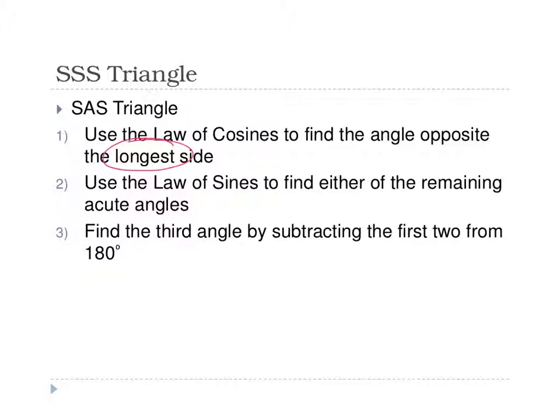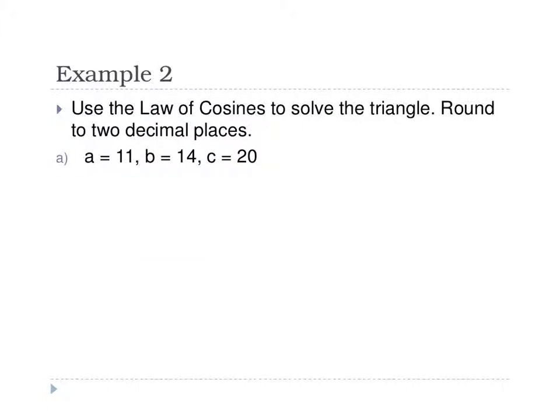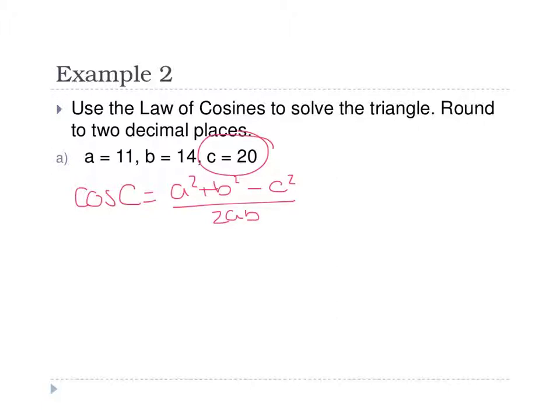So here's our second example. We're going to use the law of cosines. We're going to use it opposite the longest side, which is this one. So I'm going to use cosine C, because we're using the law of cosines, equals a squared plus b squared minus c squared over 2ab. So now let's just substitute. We have cosine C equals 11 squared plus 14 squared minus 20 squared over 2 times 11 times 14.